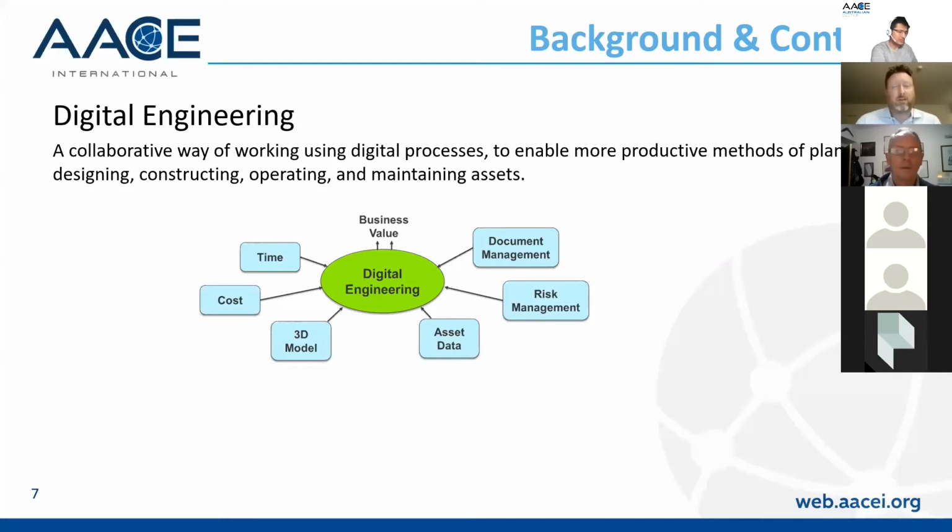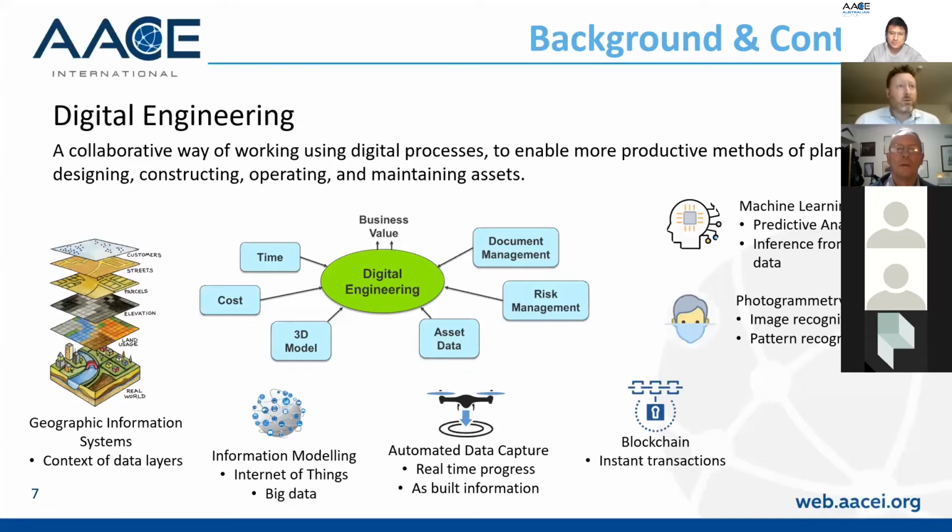The types of technology that we can leverage is always growing. So you have geographic information systems, which give context to data layers, the Internet of Things, big data that's coming through, automated data capture, blockchain around instant transactions, photogrammetry, and machine learning, which is a real buzzword at the moment. And the issue is that any one of these is a significant change that needs to be managed in an organization, but many of us are trying to catch up and implement many at the same time.